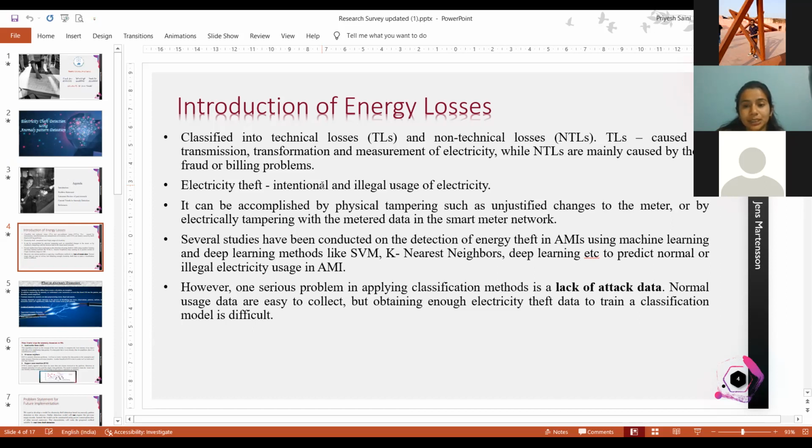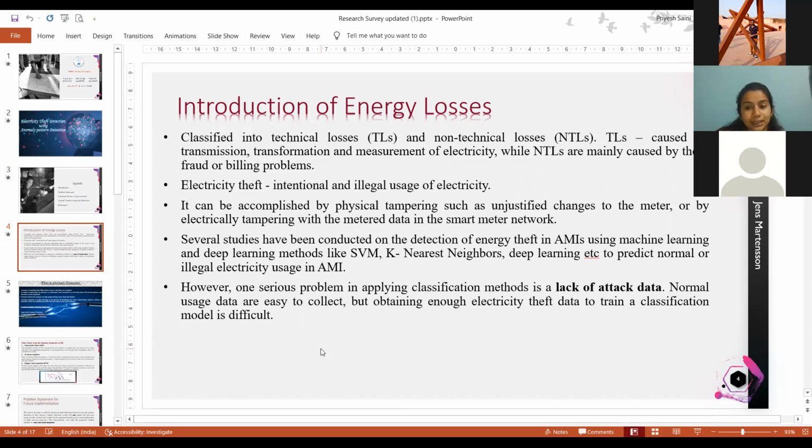There have been many techniques developed to detect energy theft, including machine learning or deep learning methods, like classification methods such as support vector machine, k-nearest neighbor, or deep learning methods, to predict the normal and illegal usage of electricity. But there is a problem in classification methods, that is the lack of attack data.